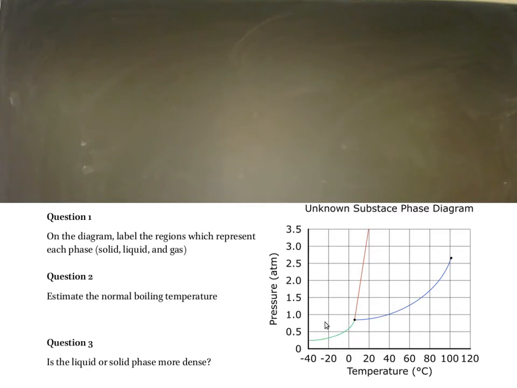Now question 3, is the liquid phase or the solid phase more dense? Well, that depends on the slope of this liquid-solid phase transition line. If we start here in the liquid phase at a given temperature and pressure, and we increase the pressure, that will cause a transition from liquid to solid. This slope is up and to the right, or positively sloped. And that means that the solid is more dense than the liquid. The solid is more dense than the liquid.